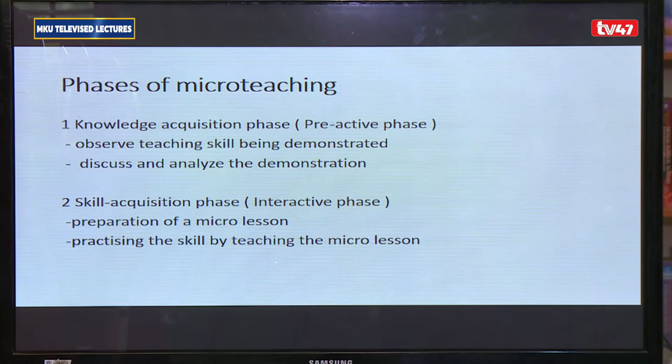This leads to the second phase, the skill acquisition phase. We also call it the interactive phase. In this case now, from the skills they learned when they were observing the demonstration, it is now their turn to practice those skills. So what do they do? They prepare a micro lesson. And I remember we mentioned this micro lesson, why it qualifies to be micro. It is scaled down. Then after they have prepared that micro lesson, they practice one of the skills under micro-teaching during the micro-teaching session. In this skill acquisition phase, it is the student teachers who are now taking over and practicing what they learned or what they observed when the teacher was demonstrating.